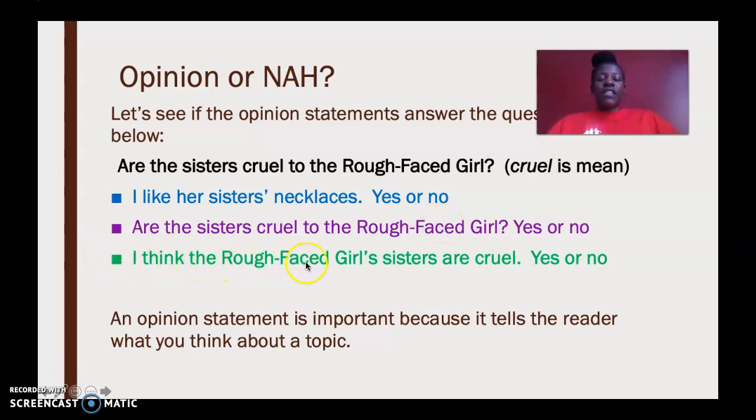I think the rough-faced girl's sisters are cruel. Two thumbs up. Because it starts out with the correct sentence frame, I think, and then it answers the question that the rough-faced girl's sisters are cruel, so that would be a yes. The opinion statement answers the question. An opinion statement is important because it tells the reader what you think about the topic. So that's why we start our paragraph. When we're writing an opinion paragraph, we start off with our very own opinion, and then we go down to the reasons as to why we have that opinion, and then we restate the opinion.